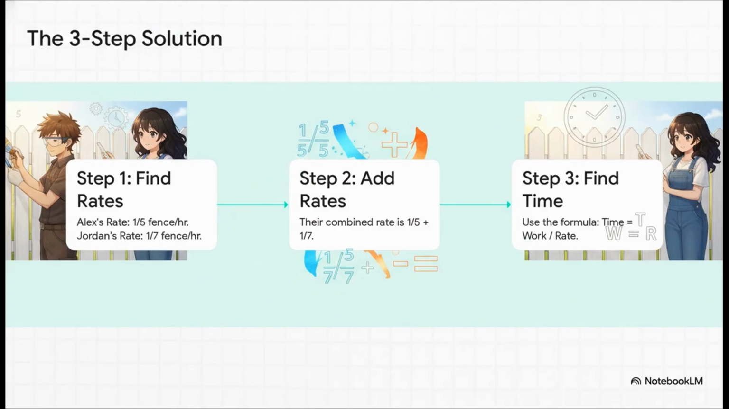First, we need to find their individual work speeds or rates. If Alex paints one fence in 5 hours, then every hour he paints 1/5 of the fence, so his rate is 1/5. Same logic for Jordan. His rate is 1/7 of the fence per hour. Step 2, add them up. We just add their rates together, so 1/5 plus 1/7 is their combined work speed.